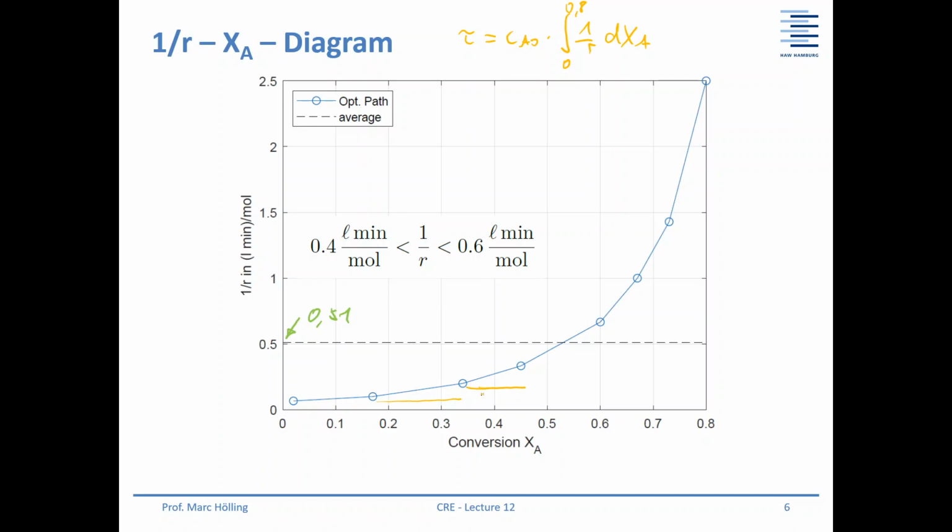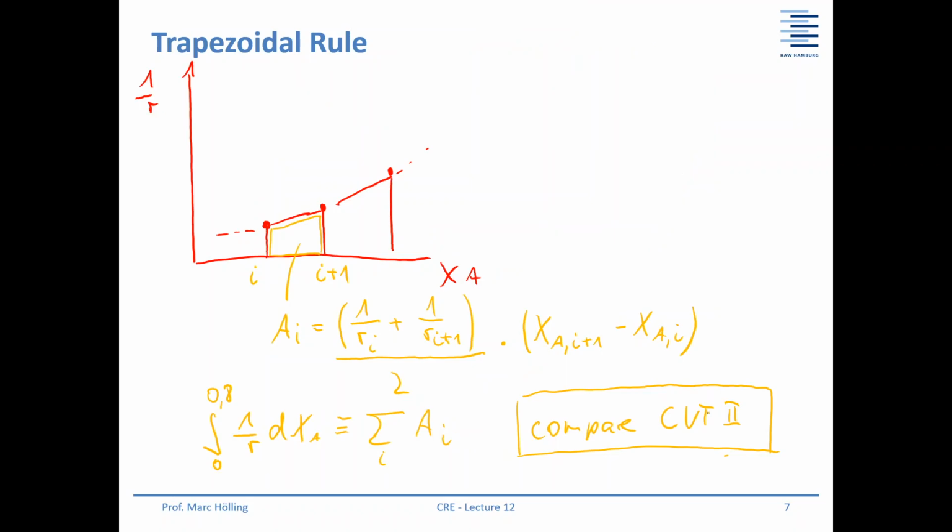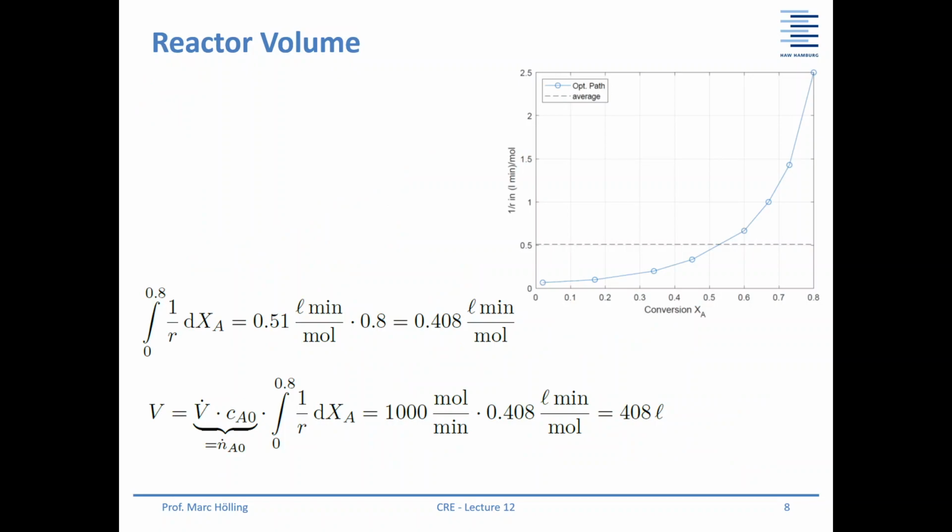So your delta x_A, or your delta in your conversion, always has different values, and that's why you cannot simply use the formula I showed to you in C4T2, but you have to calculate it like this. If you want to do it with MATLAB or Excel or whatever, it's no problem. And if you do it, then you will end up with a value of 0.408.